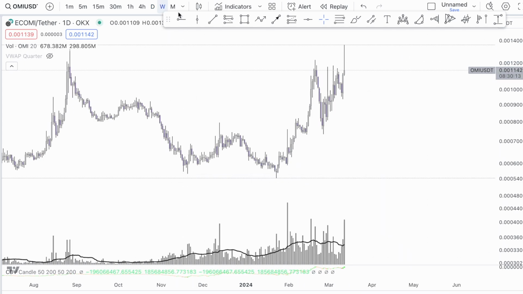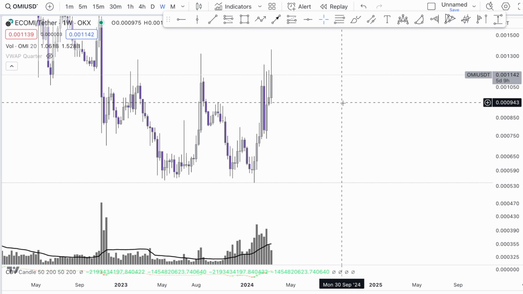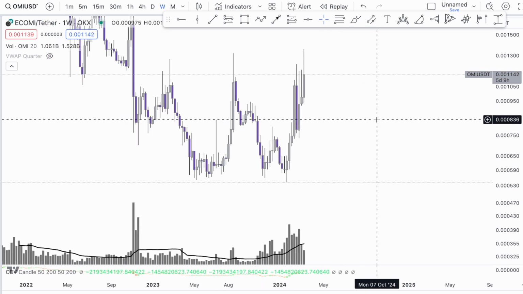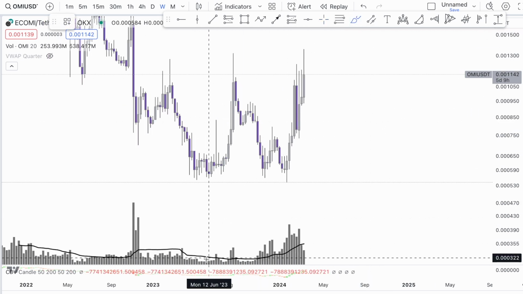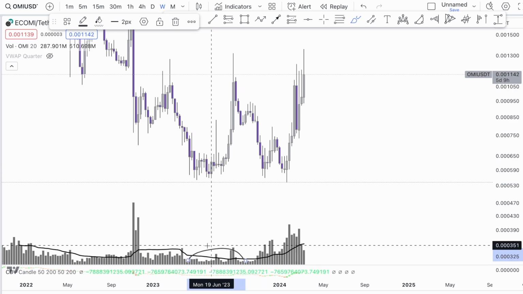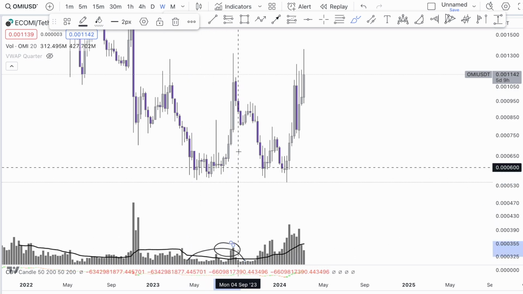When we're going back into the weekly, what I'm looking for now is price to rotate back down. Now I want to look at volume. Volume is going to be very important here. When you look at volume right here, guys, we have little to no volume and we do have some volume spikes, but guess what?